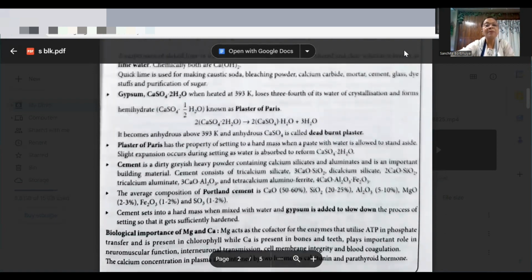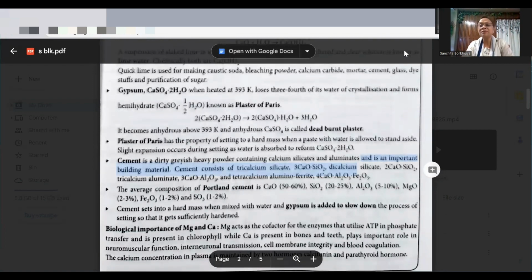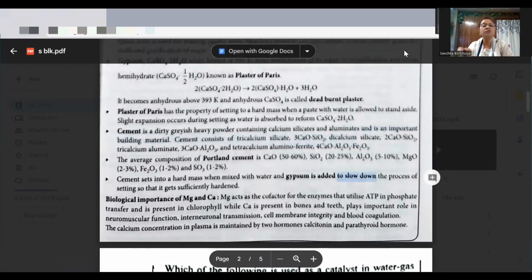Going on to gypsum, which is CaSO4.2H2O, which you have got in your 10th standard also, but you may have forgotten. So just a little reminder that when gypsum is heated at 393 Kelvin, it loses 3/4 of its water of crystallization and forms a hemihydrate, which is calcium sulfate half H2O, known as POP, or plaster of Paris. And if you take 2 moles of gypsum, CaSO4.2H2O, and you burn it, it becomes anhydrous. So that anhydrous calcium sulfate is called dead burnt plaster.